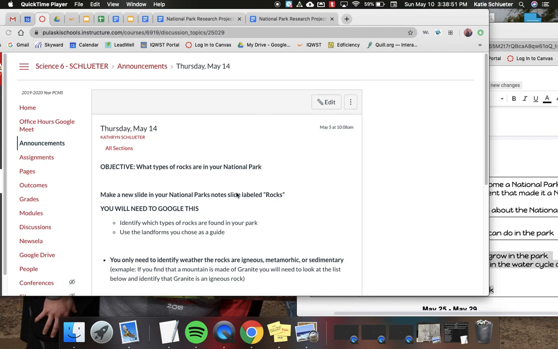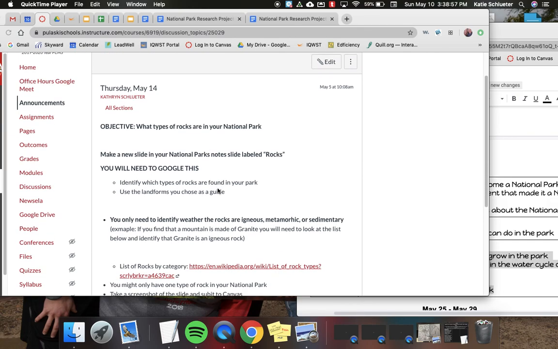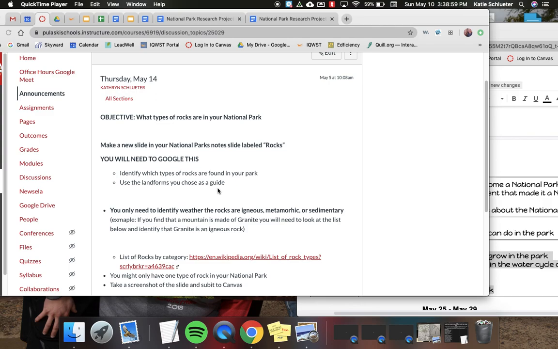For today, you're going to use what we learned yesterday about the rock cycle to figure out what type of rocks you can find in your national park. So you will probably need to Google this. If you can only find specific types of rocks like granite, you can look at this list I put here, and you can look to see if granite is considered igneous, metamorphic, or sedimentary. You only need to figure out igneous, metamorphic, or sedimentary. You do not need to figure out anything more specific.